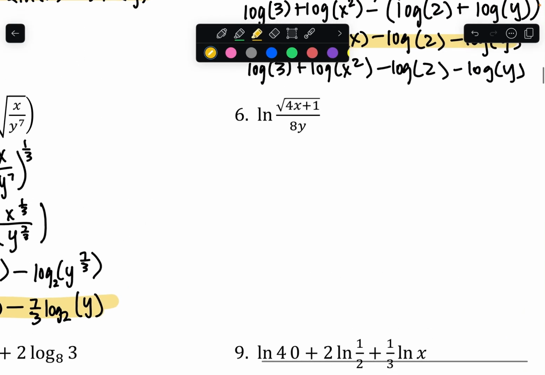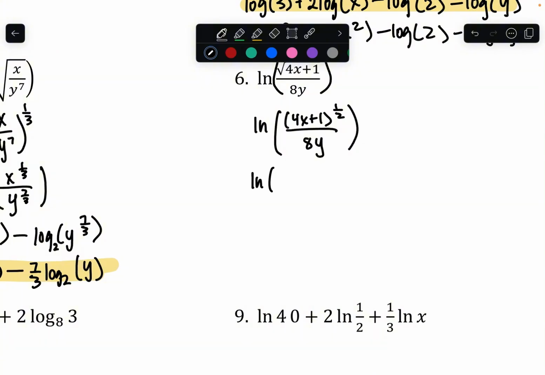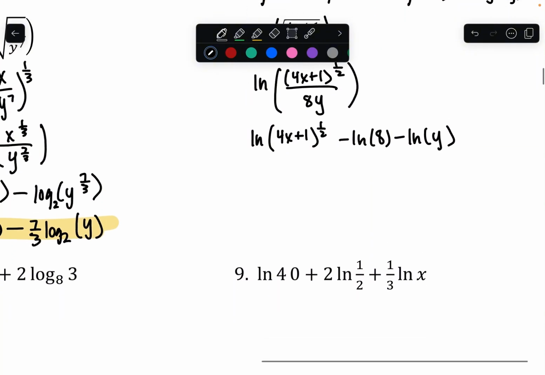All right, this last one looks kind of tricky. And so this is natural log. I see a square root. And so the first thing I'm going to do is rewrite that square root as a 1/2 power. And then I'm going to break those apart. So I have natural log of 4x plus 1 to the 1/2 power. And then it's going to be minus natural log of 8 minus natural log of y. Those are both on bottom, so they're each going to be inside a negative log.